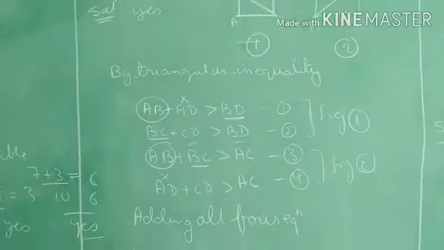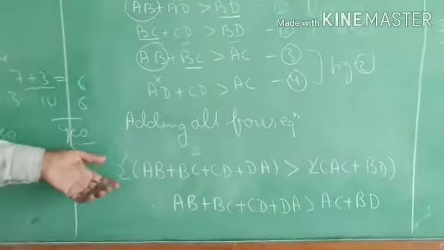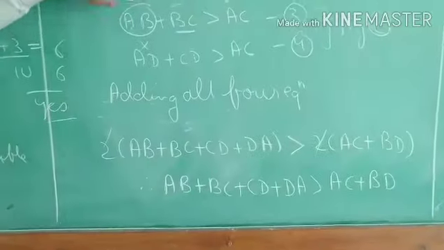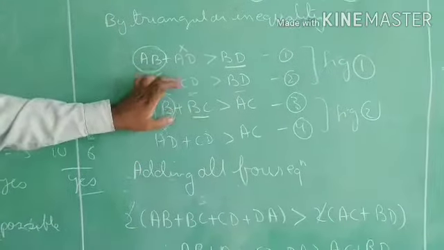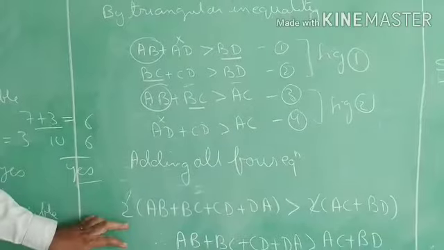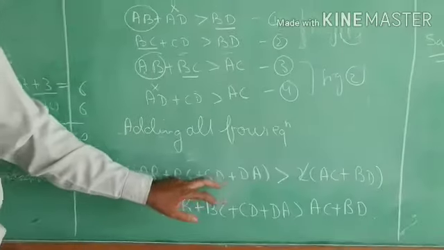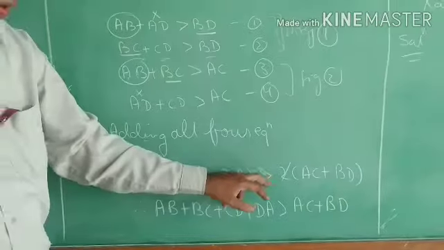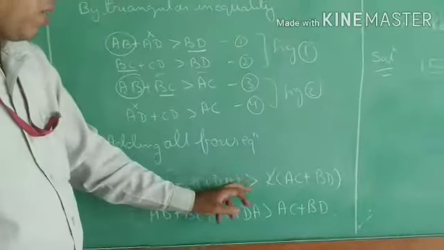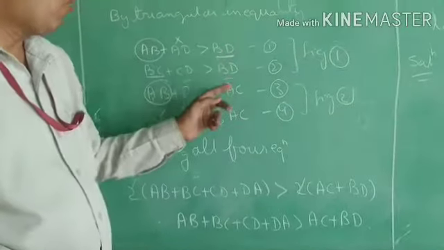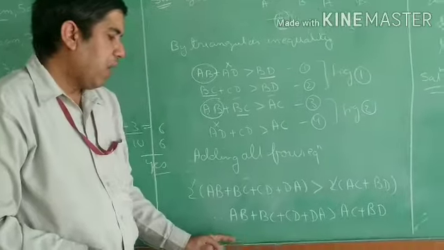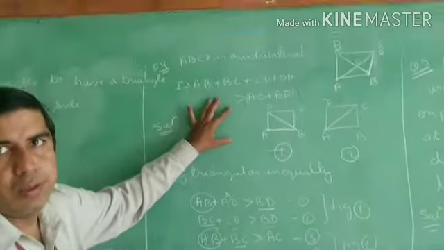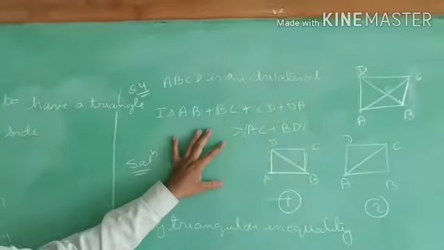Now adding all these 4 equations, what do I get? You can see AB is 2 times, AD is also 2 times, BC is also 2 times, CD is also 2 times. So it comes 2 times AB plus BC plus CD plus DA, with the greater than sign. Also 2 times AC and 2 times BD. Adding, the 2 cancels, and I got the desired result. This is the only result I want.